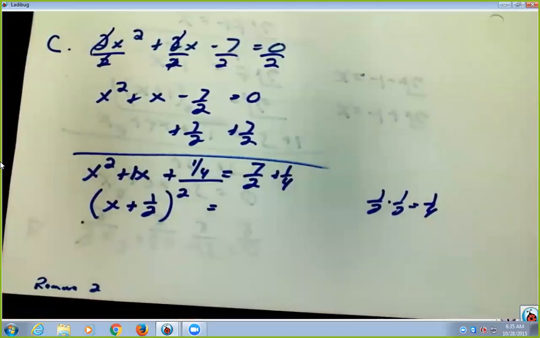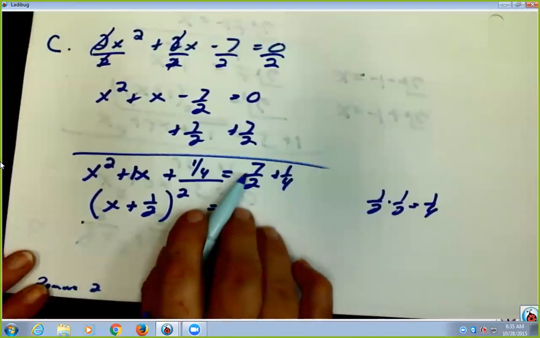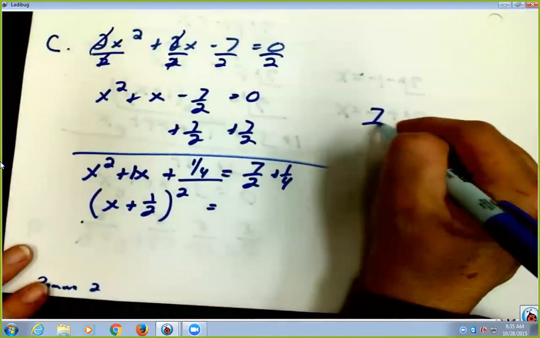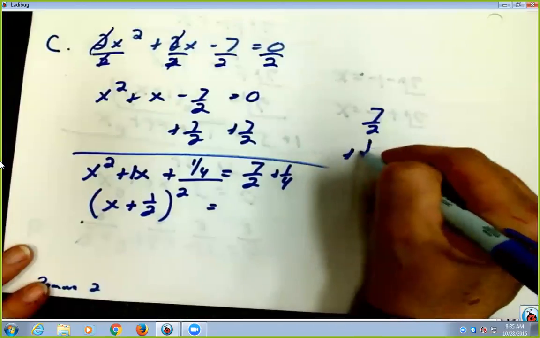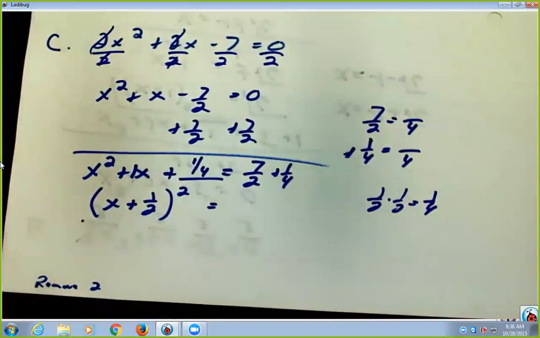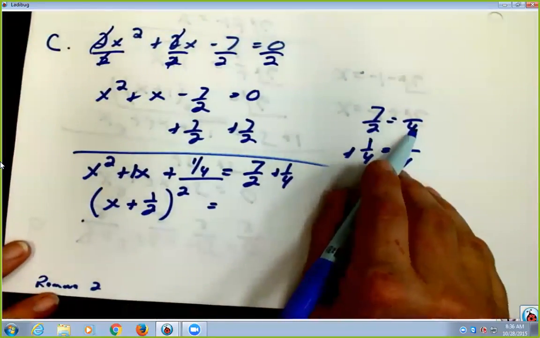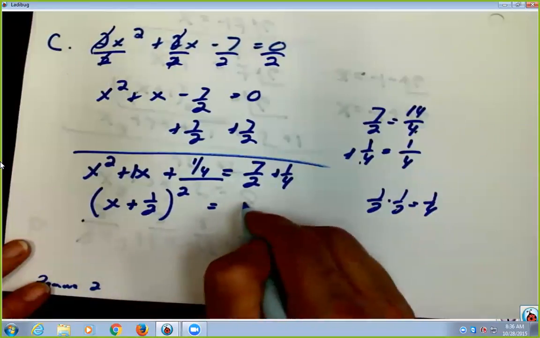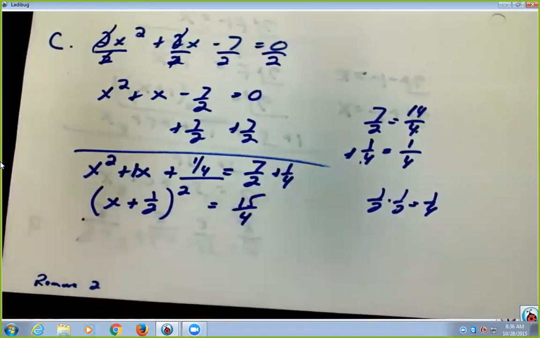Again, these fractional pieces aren't always as easy to do as some of the other simpler ones, so you want to make sure you go through and get those. Can I just put 7 halves and 1/4 together? Nope. So I need 7 halves plus 1/4. I need a common denominator of 4. 2 goes into 4 twice. 2 times 7 is 14. 4 goes into 4 once, gives me 1. So really down here I have 15/4. We good?